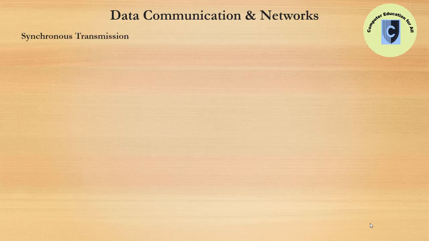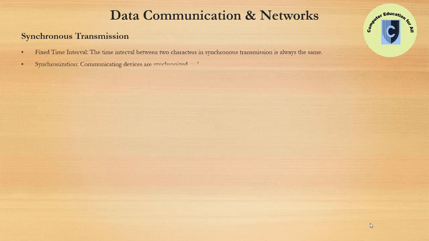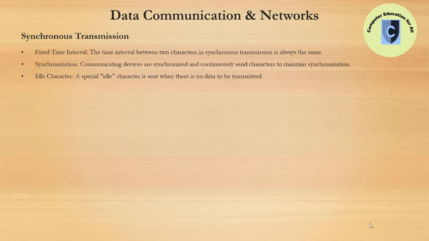Synchronous transmission. In synchronous transmission, the time interval between two characters is always the same as shown in Fig 1.50. In this method, two communicating devices are synchronized, and they continue to send characters in order to remain synchronized, even if there is no data to be transmitted. A special idle character is sent when there is no data for transmission. It does not require transmission of start and stop bits.